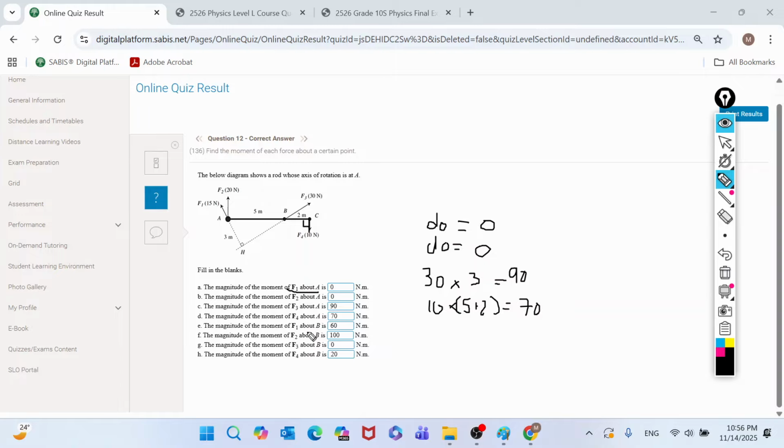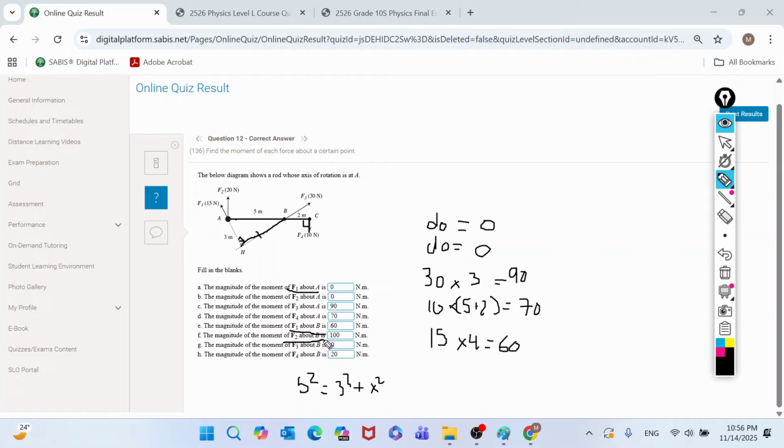Okay, the magnitude of the moment of F1 about B. So F1 is 15. And what's the perpendicular distance about B? We don't know what it is. We can use the Pythagorean theorem to find it because this is a right triangle. So 5 squared equals 3 squared plus x squared. It's equal to 4. So 15 times 4 is equal to 60.